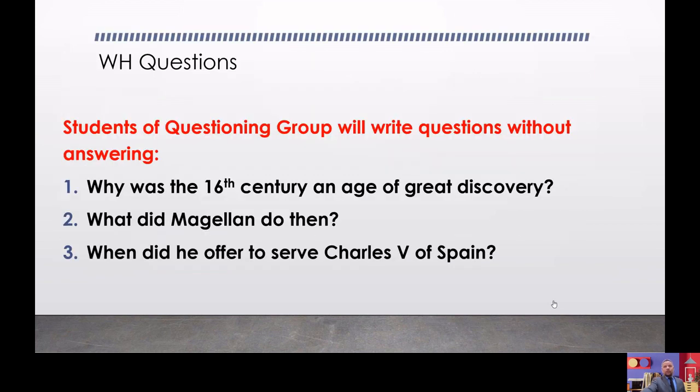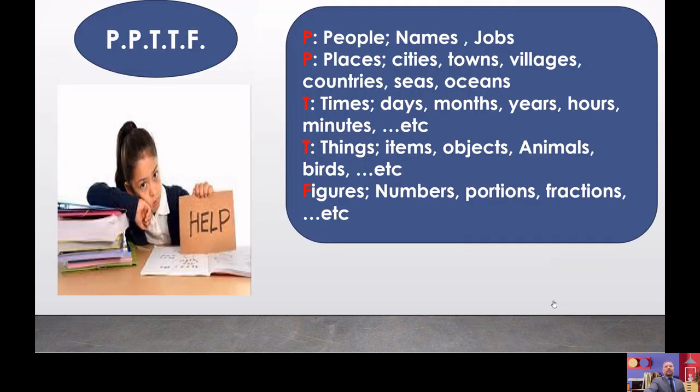Okay, let's go to an example about the WH questions. So a group of questions will just read to ask questions without answers. For example, students of the questioning group will write questions without answering, like why was the 16th century, for example, an age of great discovery? What did Magellan, for example, do then? When did he offer to serve Charles V or the 5th of Spain, the king of Spain, whatever?